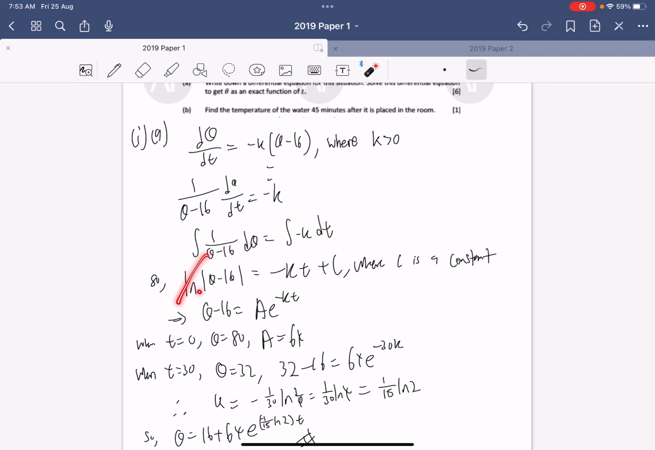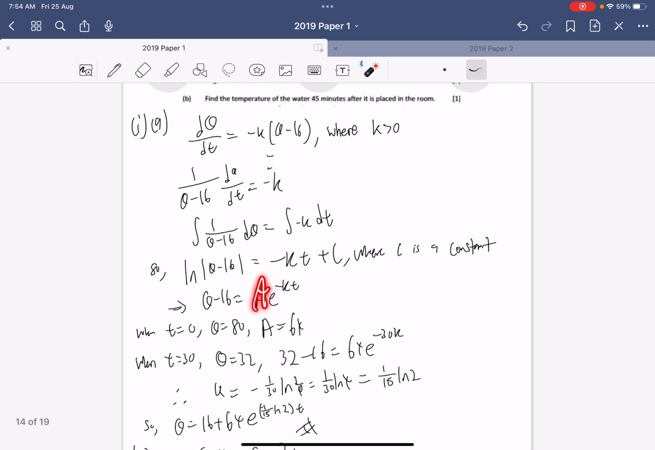Then you want to remove the ln and modulus, so theta minus 16 is just Ae, because you bring up the e, so e to the power c is A. Then you remove the modulus, it's still just some constant that is either a positive or negative value. So it's A e to the power of minus kt.